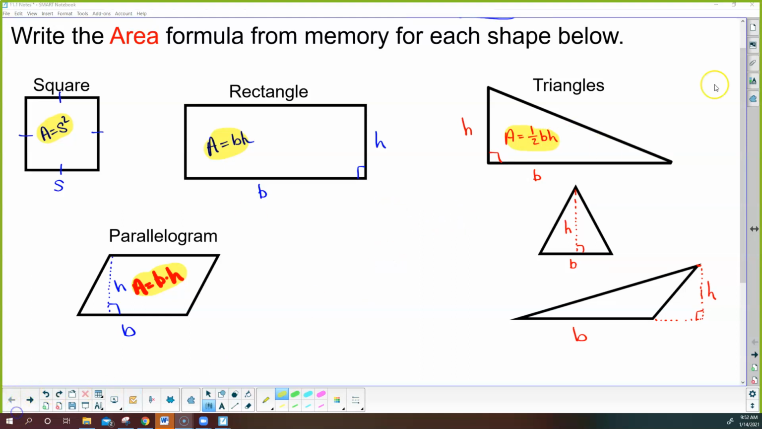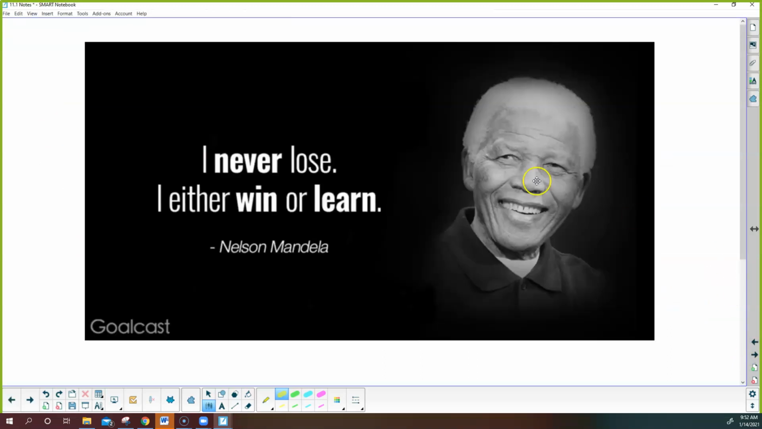Okay, so you want to make sure you have these formulas memorized, and you can use them at any point. I really love this quote from Nelson Mandela. I never lose. I either win or I learn.